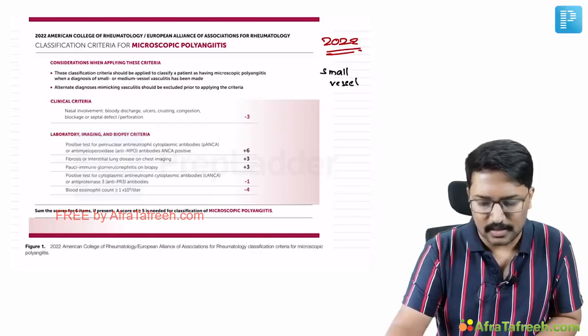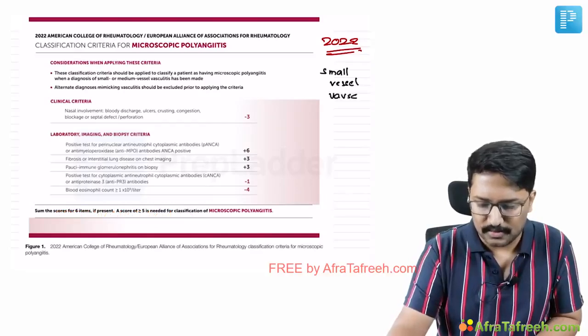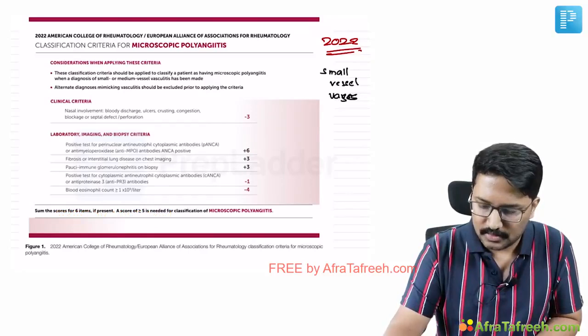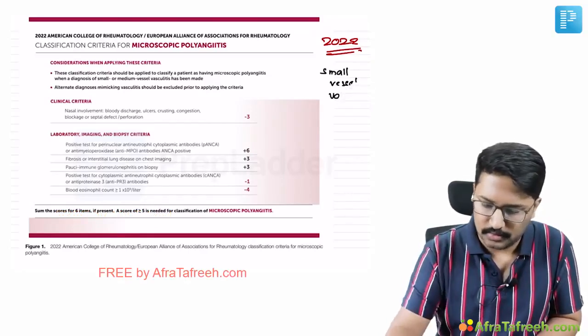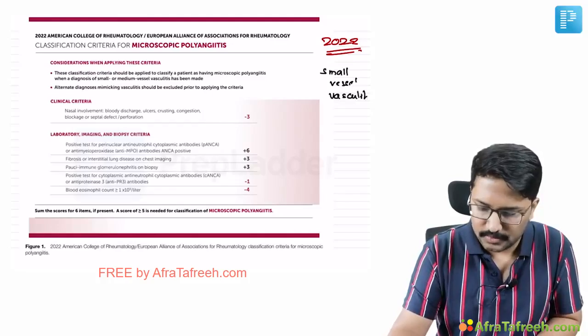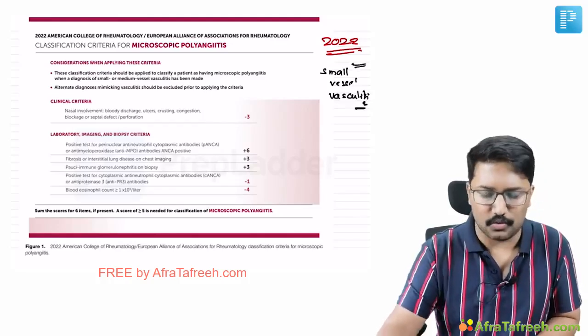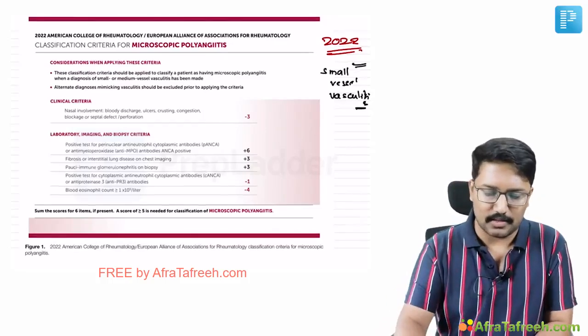You are suspecting that the case is having a small vessel vasculitis, and other conditions which are essentially known to be mimickers of small vessel vasculitis have been ruled out, right? So we are talking about small vessel vasculitis, and other mimickers have been ruled out. In that case, we look at the clinical criteria.